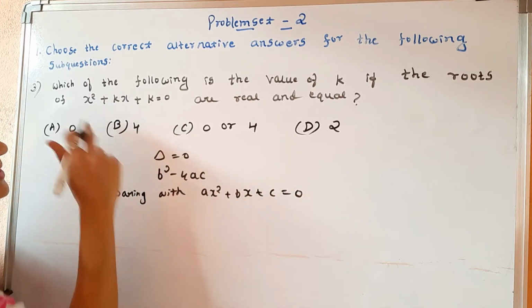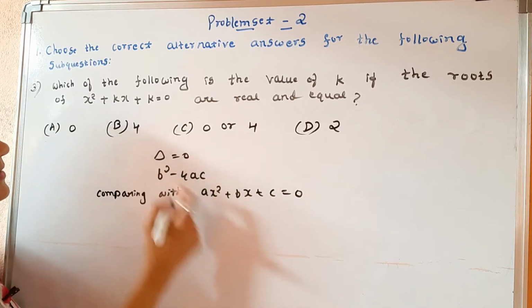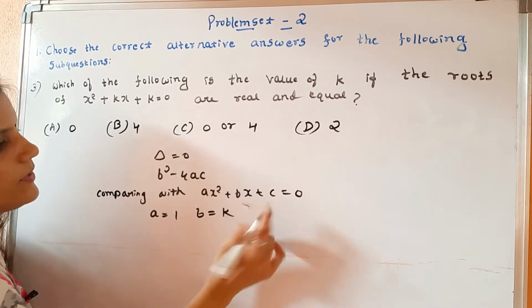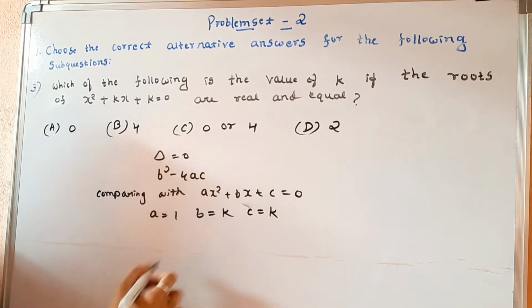What is our a from this equation? A is equal to 1. B is equal to k. And c is equal to k. Fine, so c also is equal to k. Start solving.